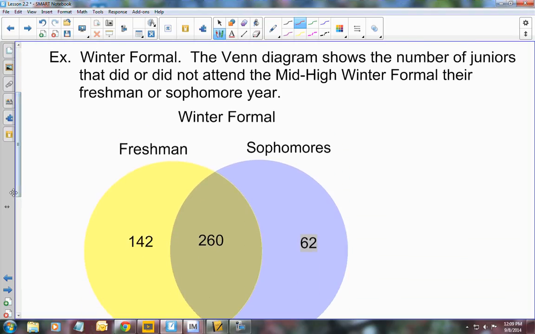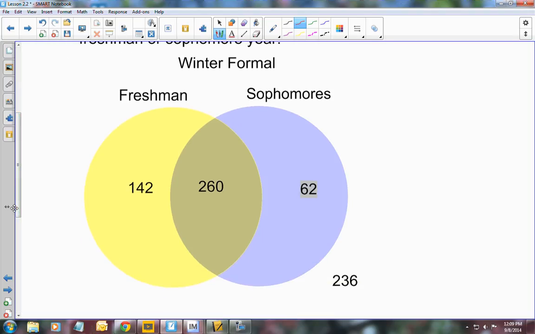This is a Venn diagram of the winter formal. It says the Venn diagram shows the number of juniors that did or did not attend the mid-high winter formal their freshman or sophomore year. So this is juniors. And it looks to me like 142 people only went their freshman year. 62 only went their sophomore year. 260 went to both their freshman and sophomore winter formal. What does this little outlier tell me? Did not go at all, right? It's how many did not go to either.